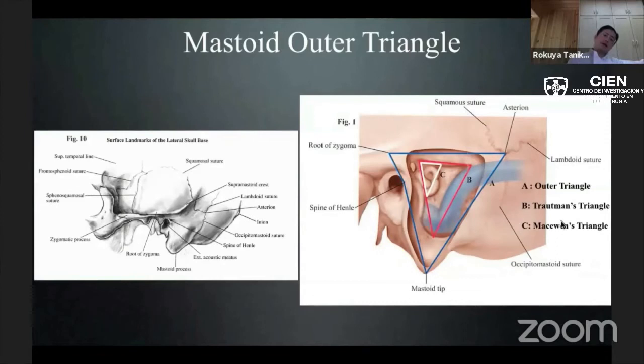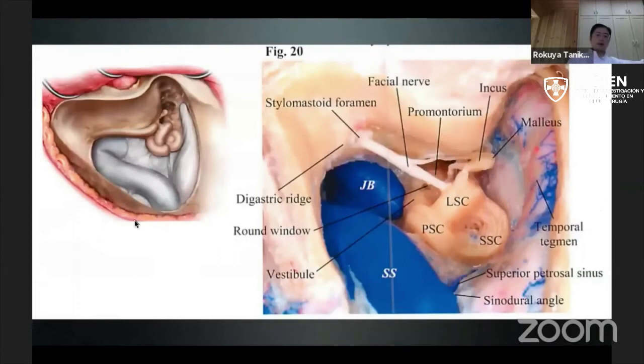Outer mastoid triangle, root of zygoma, linea temporalis, mastoid tip. This is the most important triangle to perform the mastoidectomy. This is a picture from Professor Fukushima's textbook. After mastoidectomy, you can skeletonize the temporal tegmen, sigmoid sinus, sinodural angle, SPS, lateral and posterior semicircular canals, fallopian canal, incus and antrum. This is a very important anatomy.